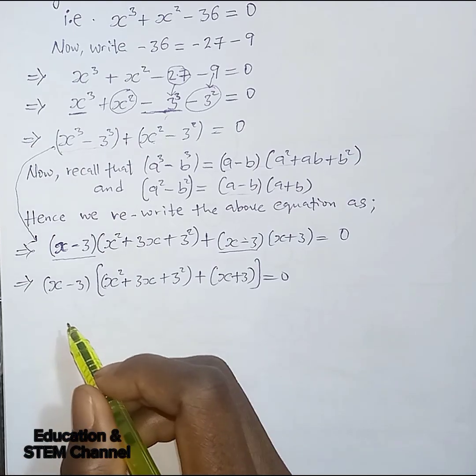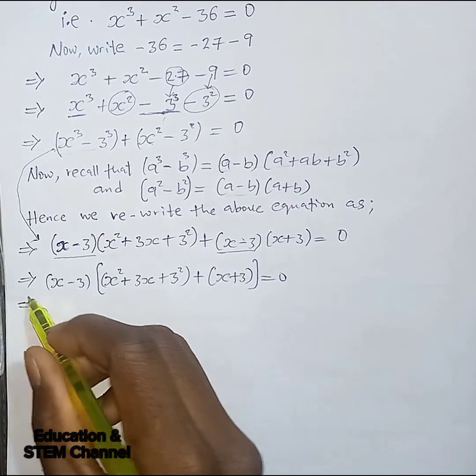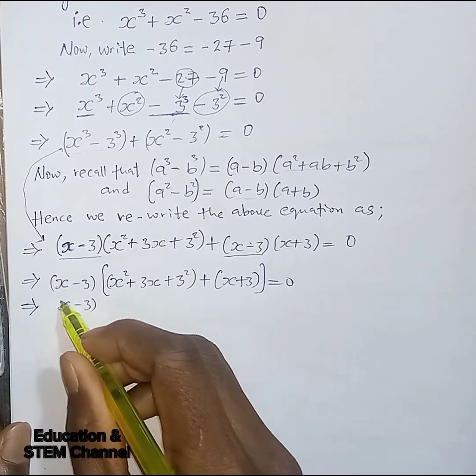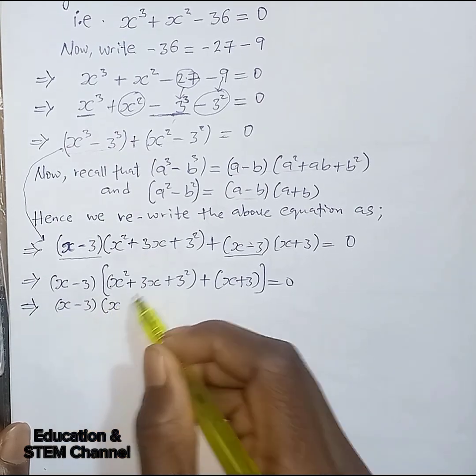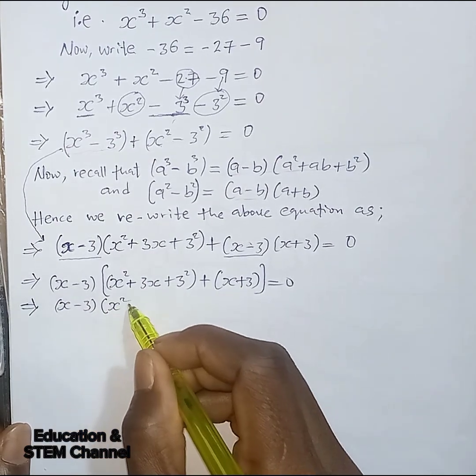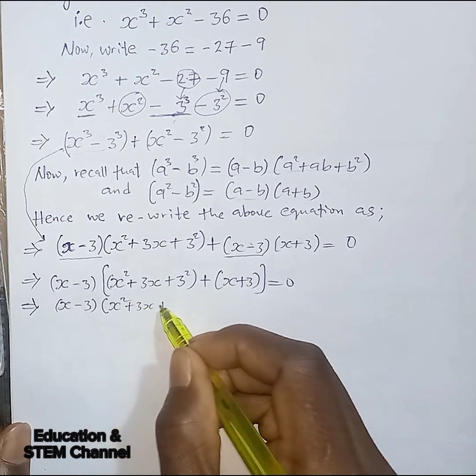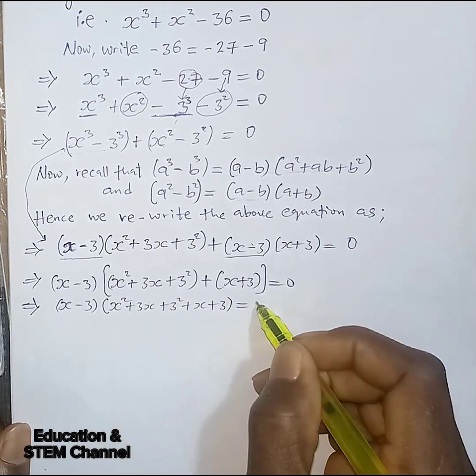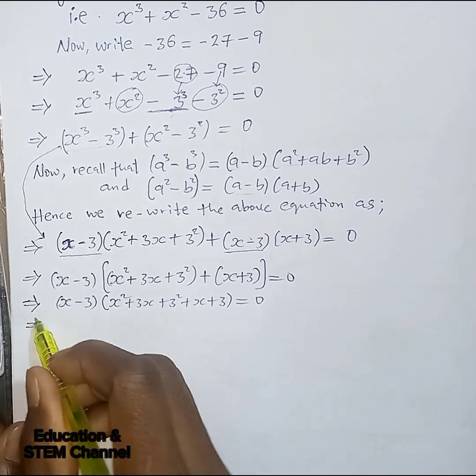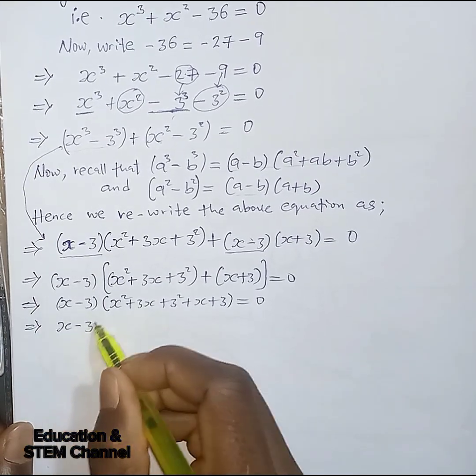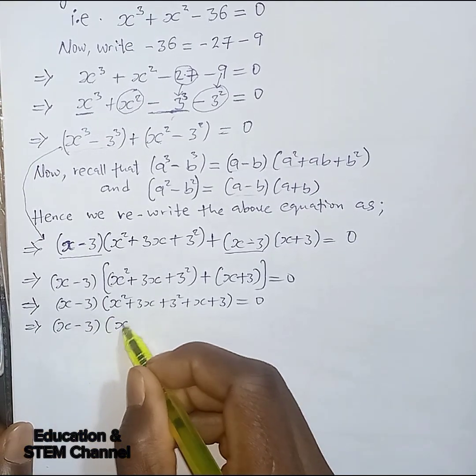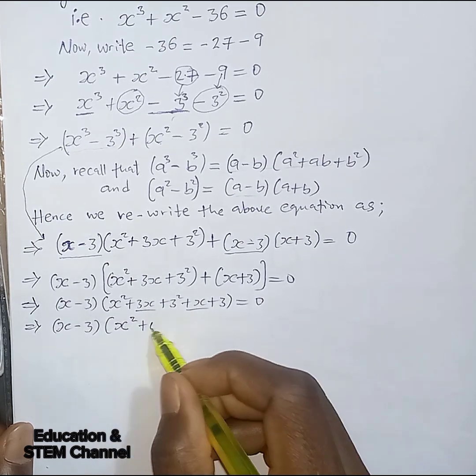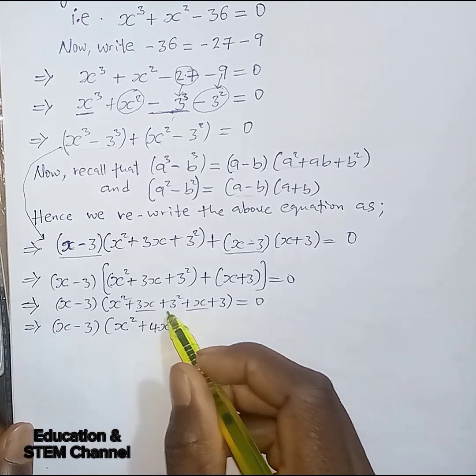Now there is a fundamental principle, which I call a principle or a law, that when two numbers or two things multiply each other to give 0, it therefore means that either the first one equals 0 or the second one equals 0. Although let's simplify this last expression before we apply that rule. So we simplify it from x squared plus 3x plus 3 squared plus x plus 3 rather.